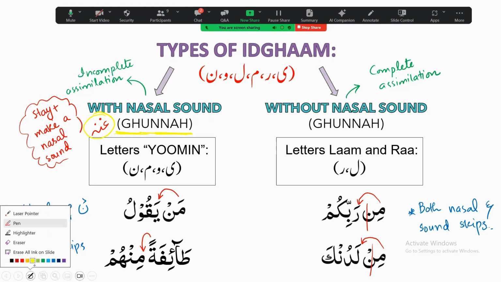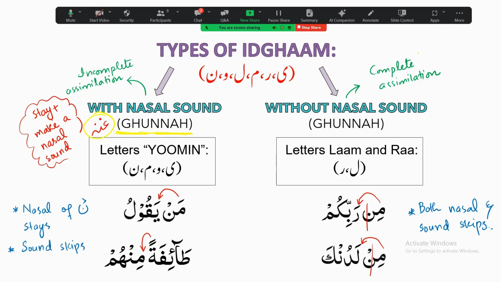Also, you can name these two types of idgham as complete assimilation or incomplete assimilation, right? The complete assimilation is also called idgham without gunna, idgham without making a nasal sound. And the second one is incomplete assimilation, which we can also call idgham with nasal sound, with gunna. Okay, let's put the names aside for a bit and see the examples, because inshallah examples will make things easier for you.